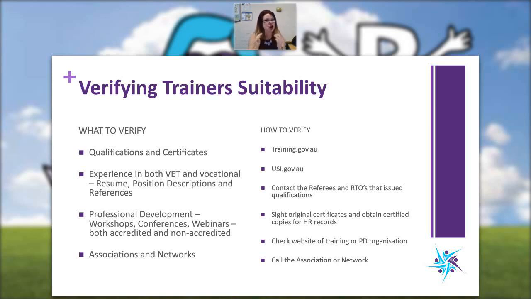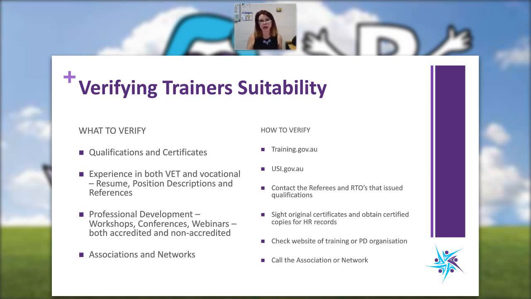Contact referees, as I said, and cite the originals. If you can, always cite the originals. I prefer that you've cited the originals and you can actually see whether it's been photocopied, whited out or anything like that, and then obtain a certified copy. So the trainer assessor might provide you with one, you cite the original and you get a certified copy, or you get someone within your RTO to certify a copy as a true and correct copy.